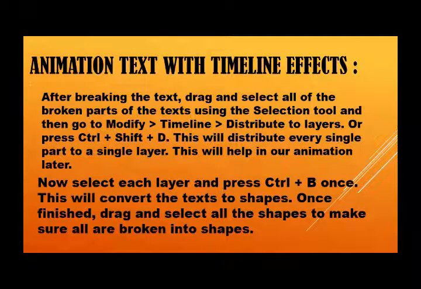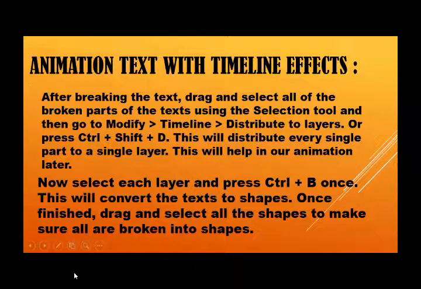Now select each layer and press Ctrl plus B once. This will convert the text to shapes. Once finished, drag and select all the shapes to make sure all are broken into shapes. So, in this way, you can animate your text with timeline effects.